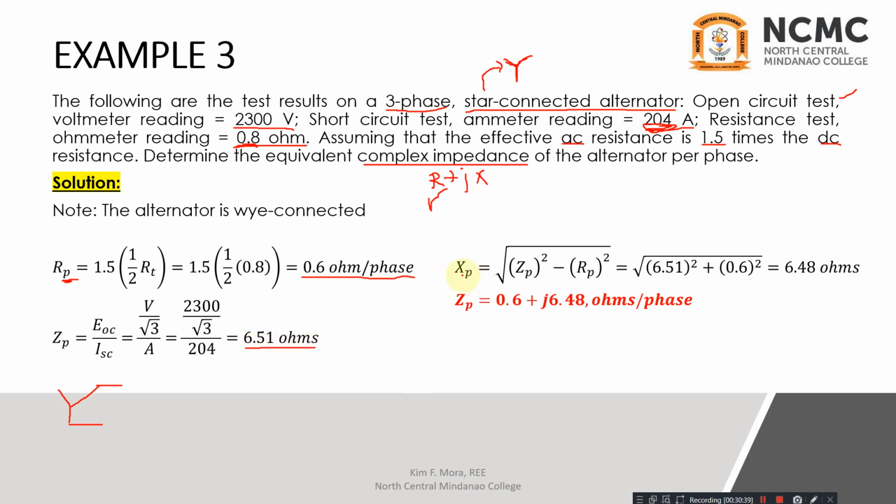Then we solve for our reactance. That is equal to the square root of our impedance squared minus our resistance squared. So we have 6.51 squared minus 0.6 squared. Then you take the square root of that answer, and we get a result of 6.48. So now we can solve for our complex impedance. The complex impedance is equal to R, which is 0.6 from before, plus our jX, which is equal to 6.48.